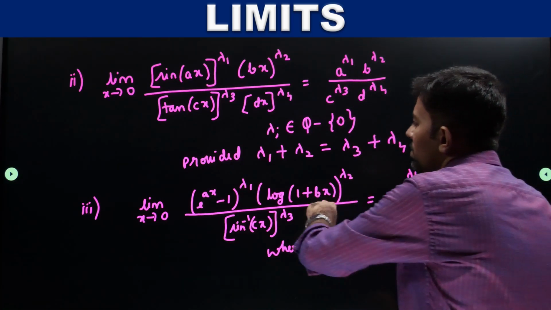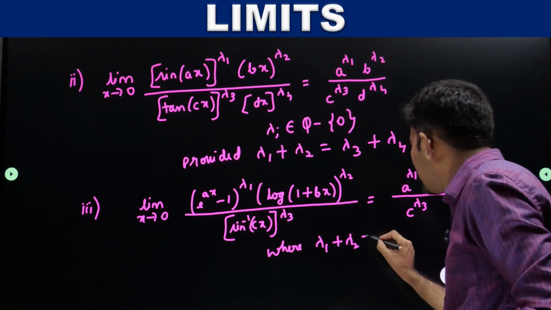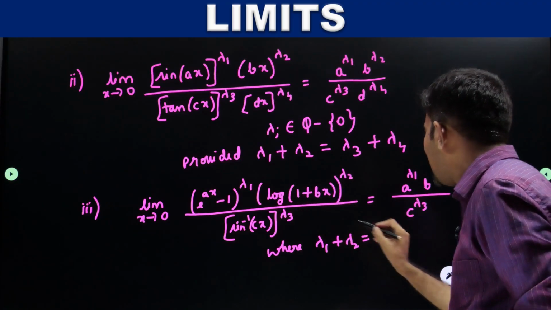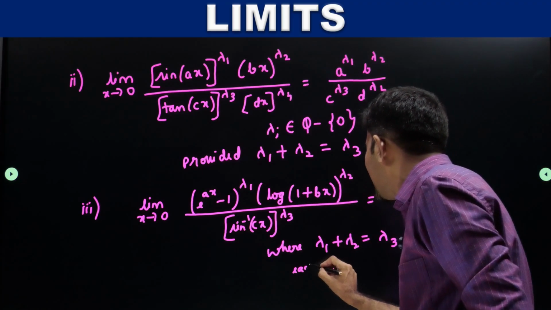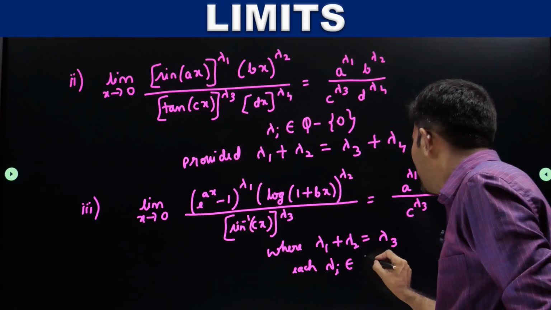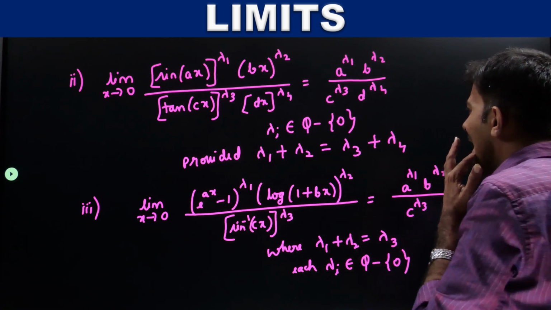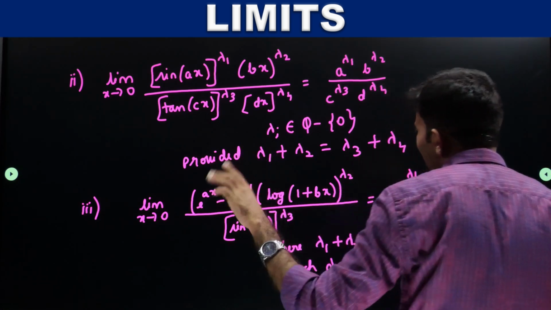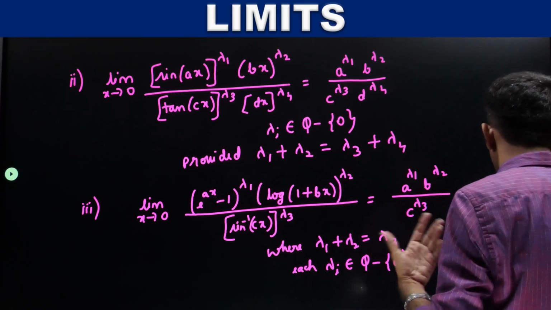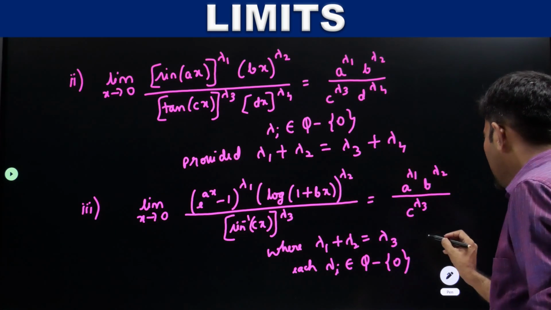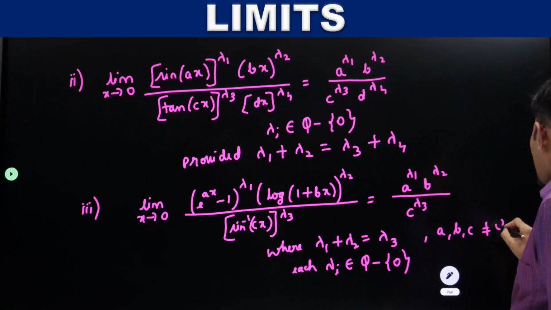Numerator, there is product of two functions, correct? Denominator contains only one function. So sum of the powers of numerator should be same as the power of denominator. Each lambda i belongs to Q minus 0 I'll take. Each lambda i belongs to set of rational numbers except 0. Okay, and a, b, c are real numbers. None of them should be 0. Don't take 0. It becomes meaningless in that case. Okay, a, b, c not equal to 0. And a, b, c are non-zero numbers.